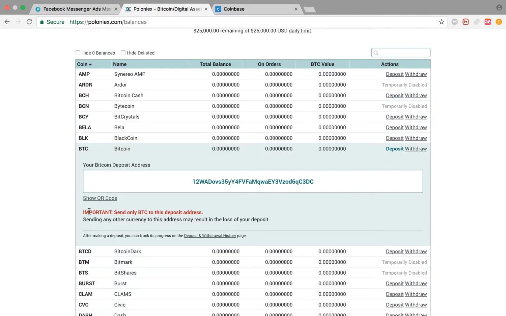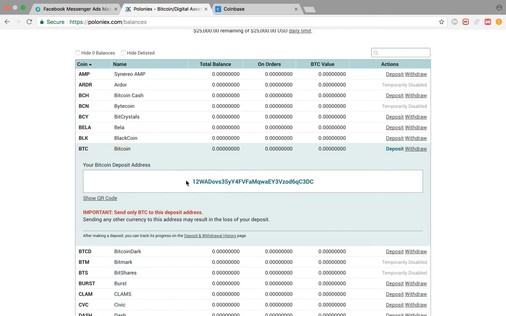It says down here, important, send only BTC to this deposit address. Now, let me be frank with you. If you, for instance, use Ethereum and send Ethereum to this address, you might actually lose the Ethereum. So make sure that you're sending BTC, that you're sending Bitcoin.